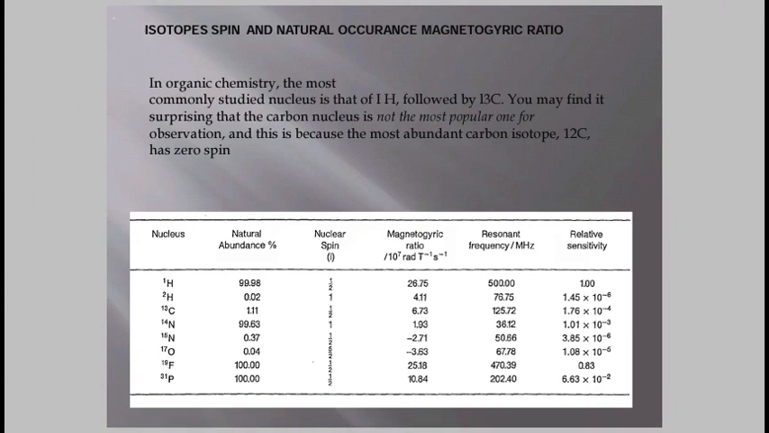Also, the natural abundance of proton, that means H1, is the reason why proton NMR is mostly used everywhere. And the magnetogyric ratio is high for proton, which makes it highly sensitive to NMR spectroscopy.